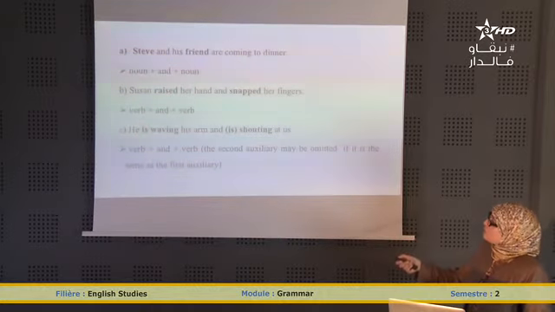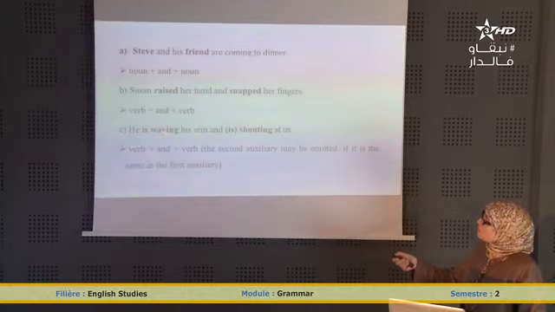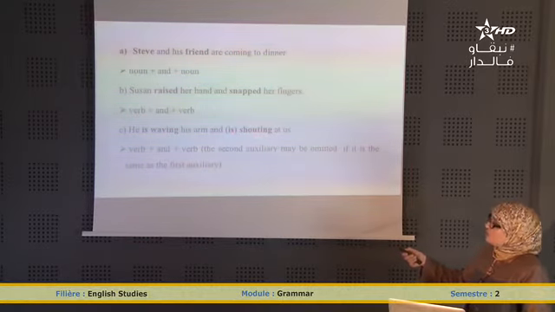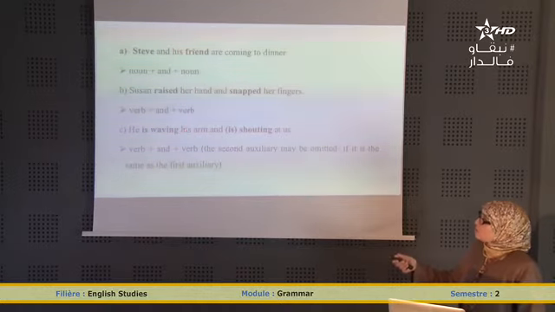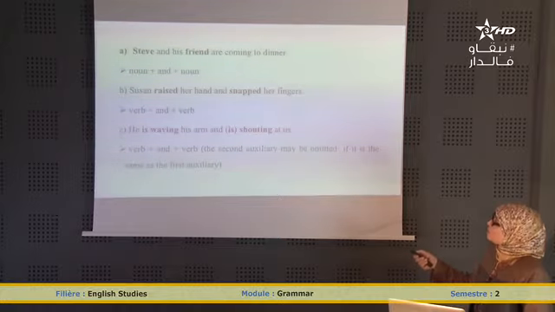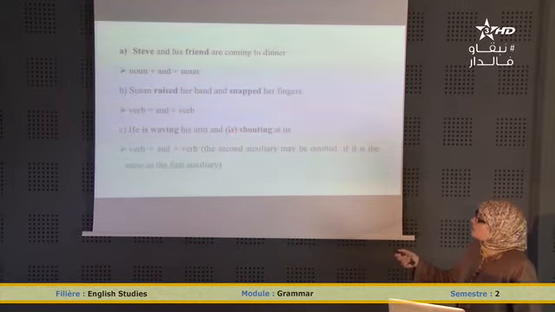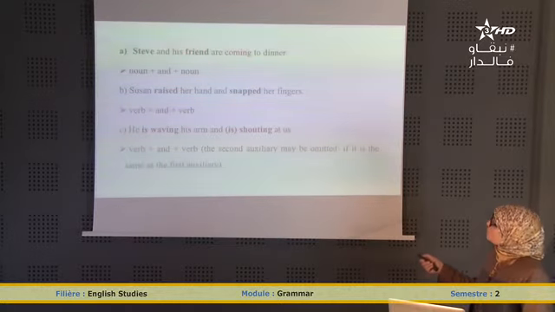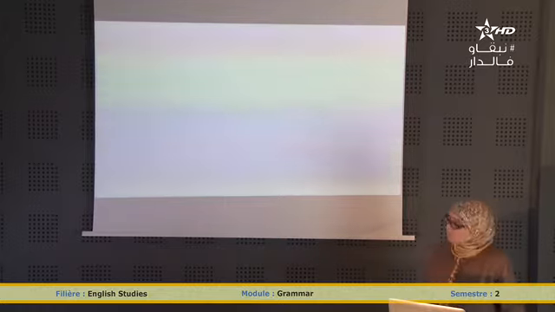In C, the difference is that the verb is made of an auxiliary and the main verb, waving. So because the auxiliary is repeated, then we can omit it. But this is still a parallel structure, because the original sentence is he is waving his arm and is shouting at us, but because the auxiliary is the same, then it is omitted. That's why you have here verb plus verb, and the second auxiliary may be omitted if it is the same as the first auxiliary.